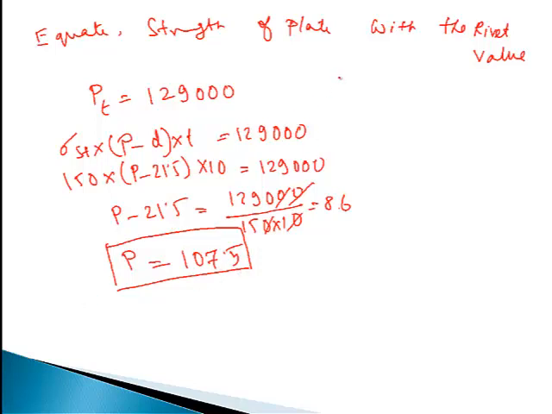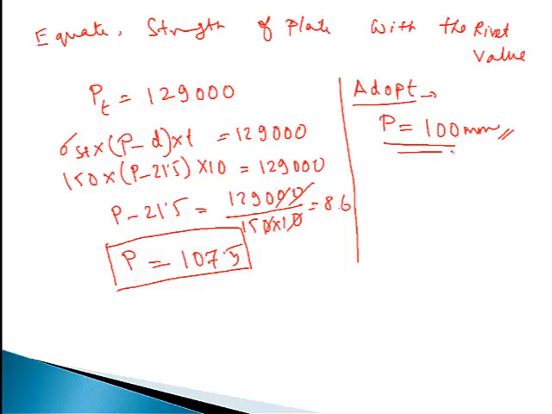Now this is the pitch we have gathered, but we have to reduce the pitch. Adopt whatever value of pitch you get, and just reduce it to a nice, round value. So 100 mm, or you can also reduce to 90 mm, but I think 100 mm is a good round value. So we adopt P as 100 mm.